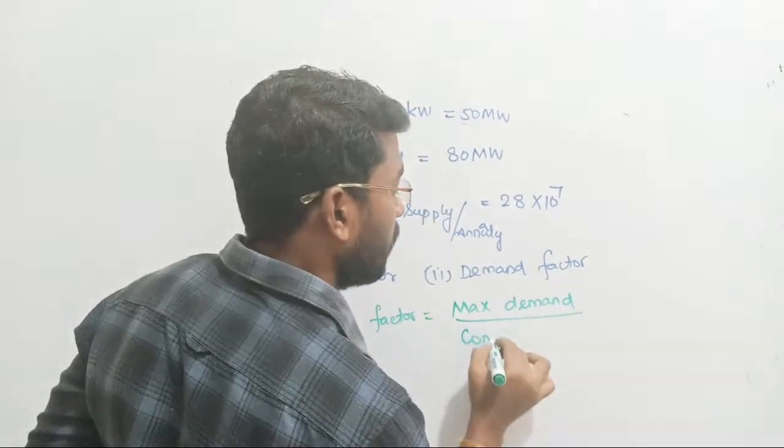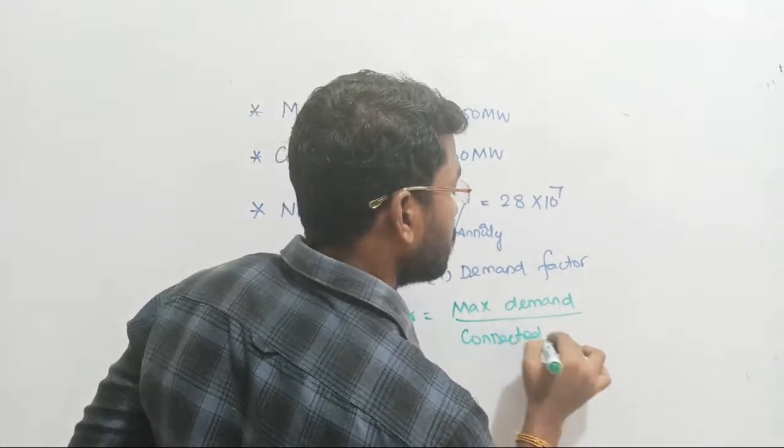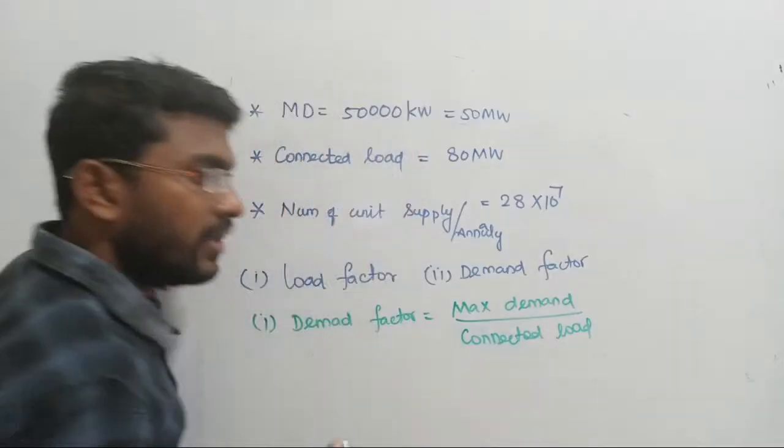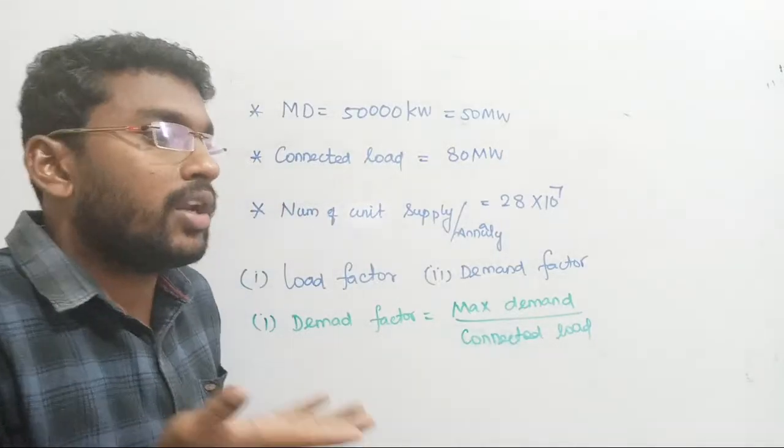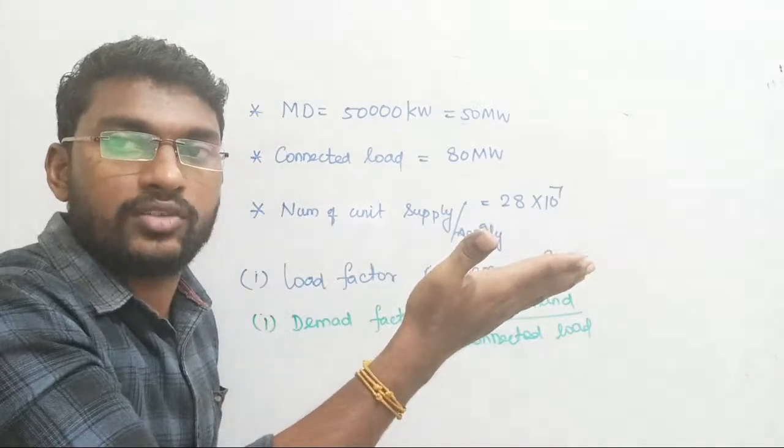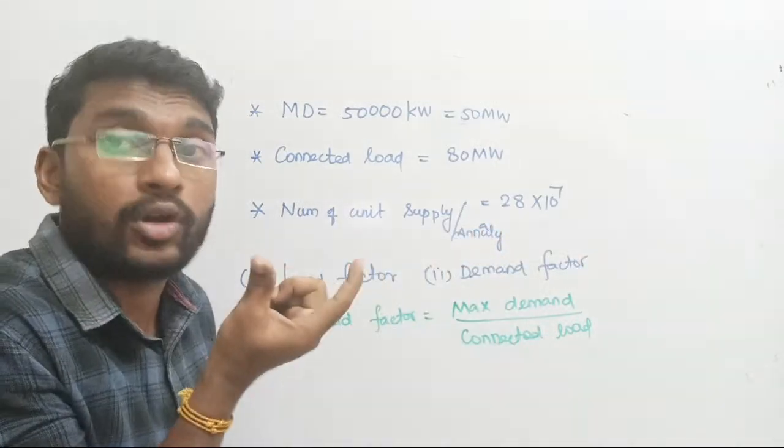Connected loads, the installed capacity, the alternator total power, other than the power consumed. That is the plant utilization factor.